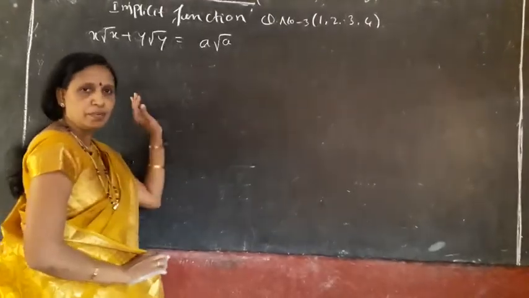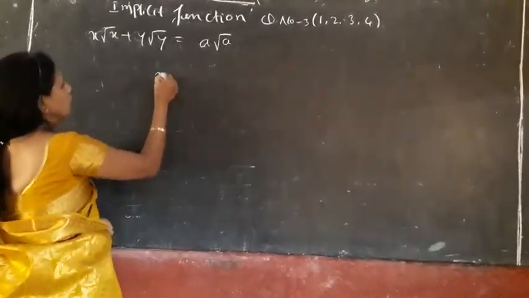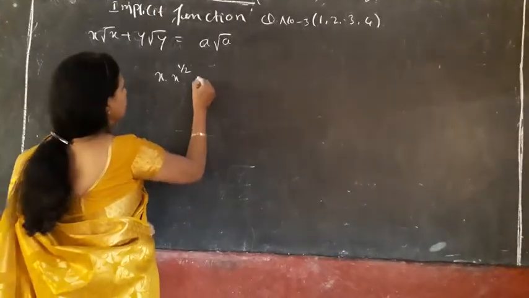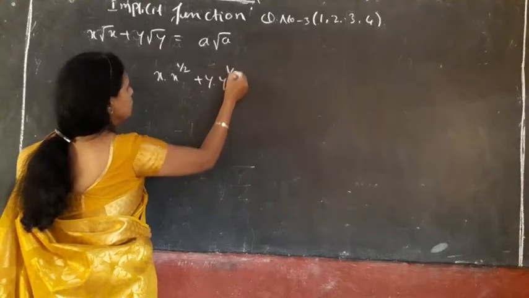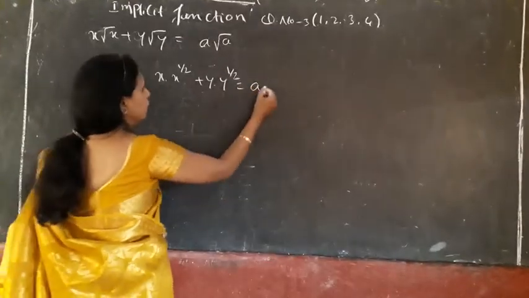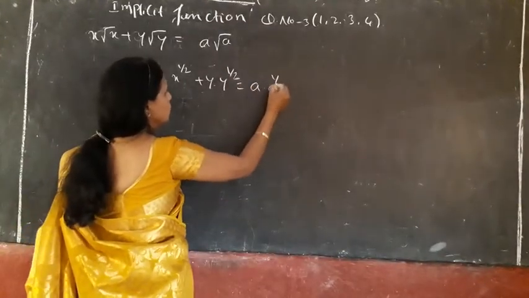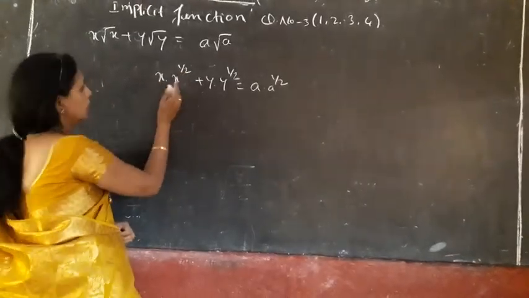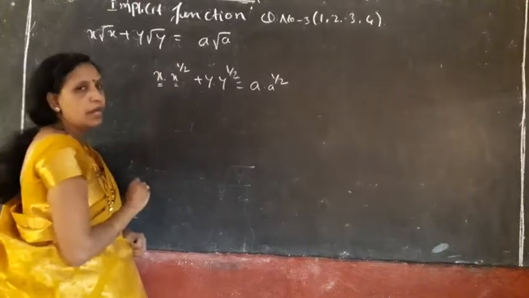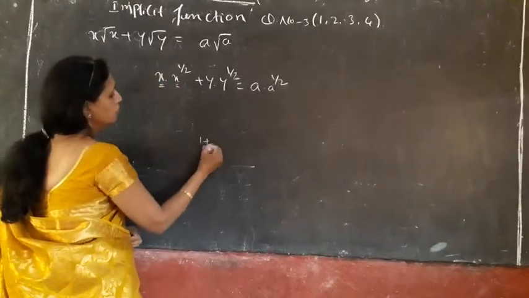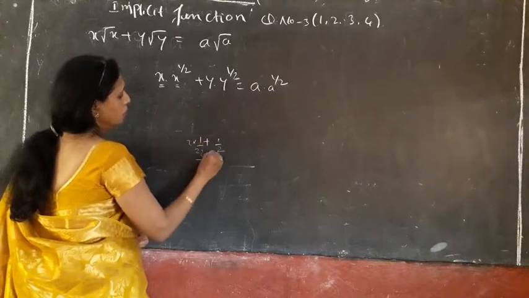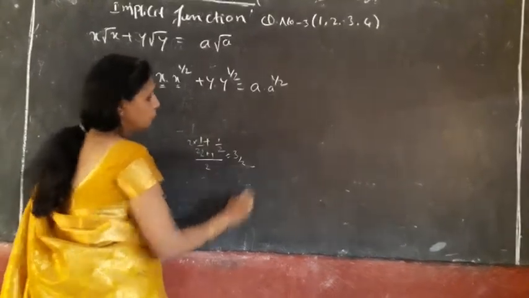Now first simplify this example. We can write root x as x raised to 1 upon 2, plus y raised to 1 upon 2, into a equal to a raised to 1 upon 2. By theory of indices, we can write it here. Bases are same. Add the powers. Here power is 1. 1 plus 1 upon 2. Make the denominator same. 2 plus 1. This is equal to 3 upon 2.